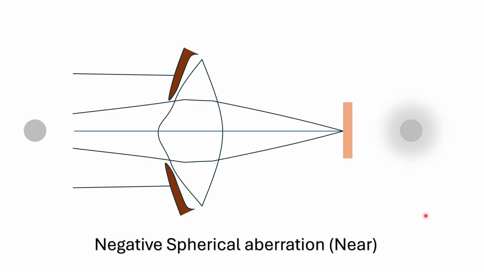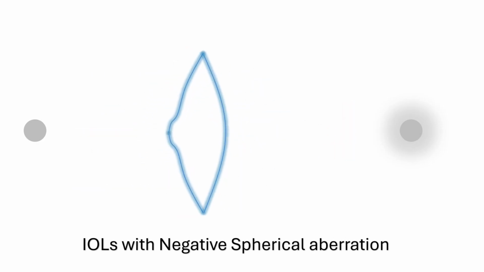So this is the position of the iris and the intraocular lens with negative spherical aberration when the eye is attempting to focus on near objects. So here we are with a lens design which has a central bump, and these are IOLs with negative spherical aberration, and they can provide us a continuous range of vision.